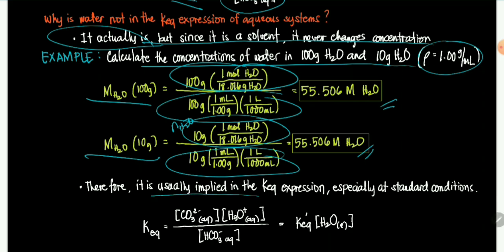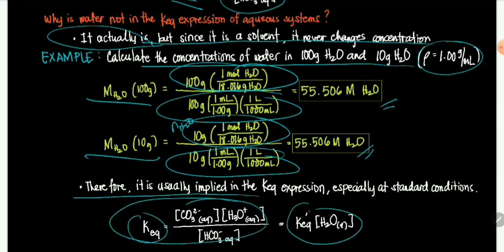So, therefore, it is actually implied in the Keq. We do not need to include it because it is already incorporated in the value of your equilibrium constant. It's like this: if this is the Keq, then the Keq is also equal to some value Keq prime times the concentration of liquid water. That is why solvents and solids are not included in the equilibrium constant expression, because their value is also constant.